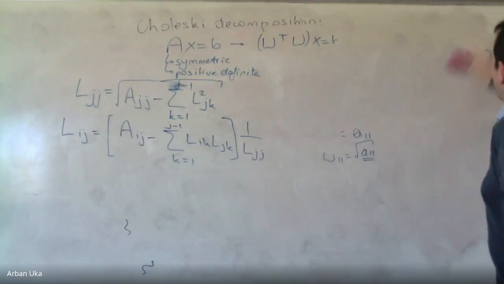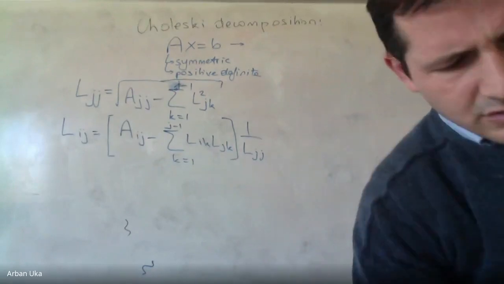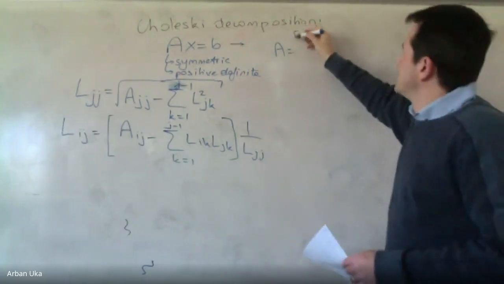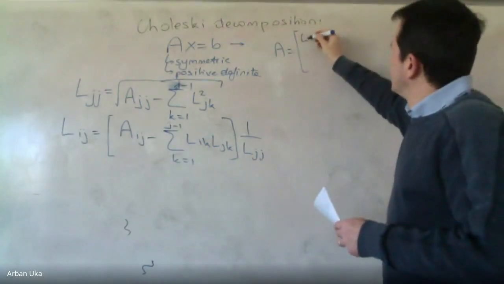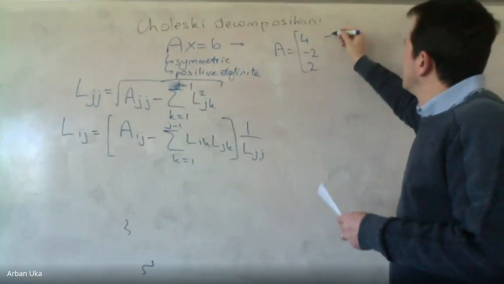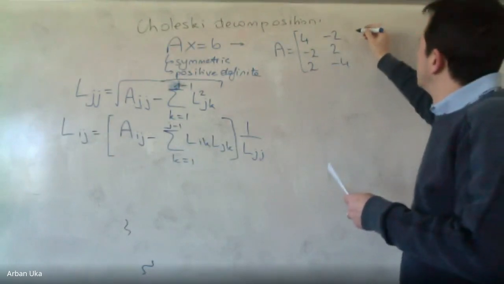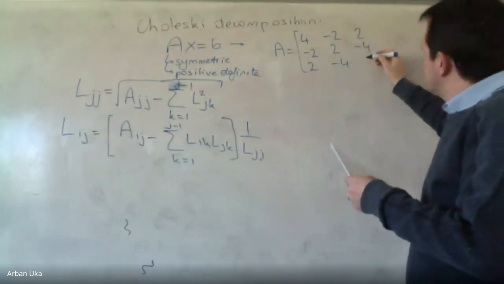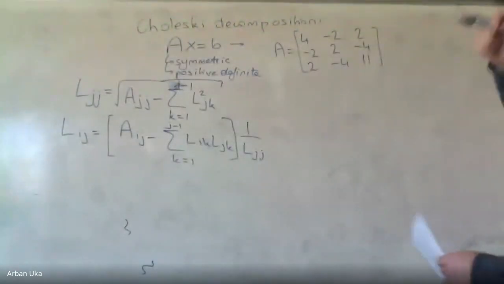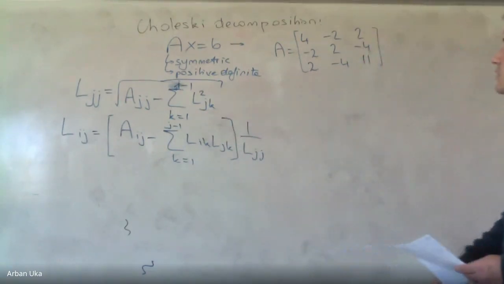So let's look at one example. Let's assume that we have this matrix A, which is equal to 4, -2, 2; -2, 2, -4; 2, -4, 11. With this matrix, we move on and try to use these two formulas to find all the elements.